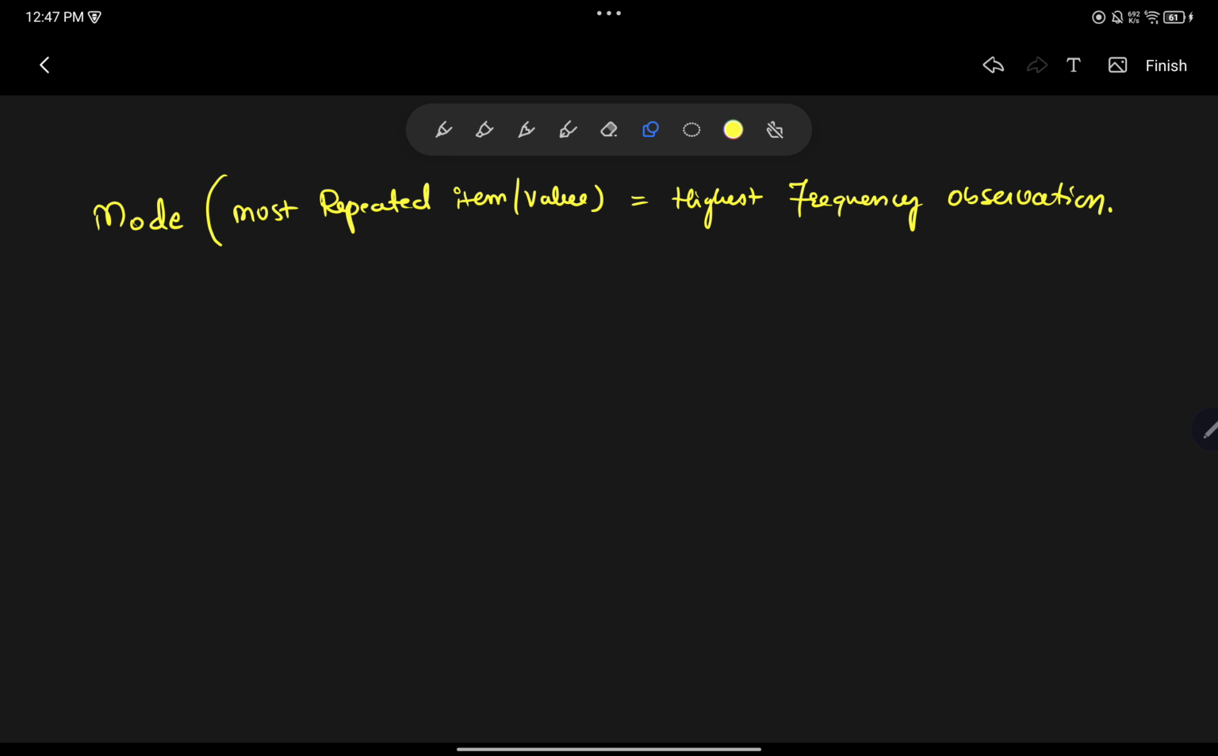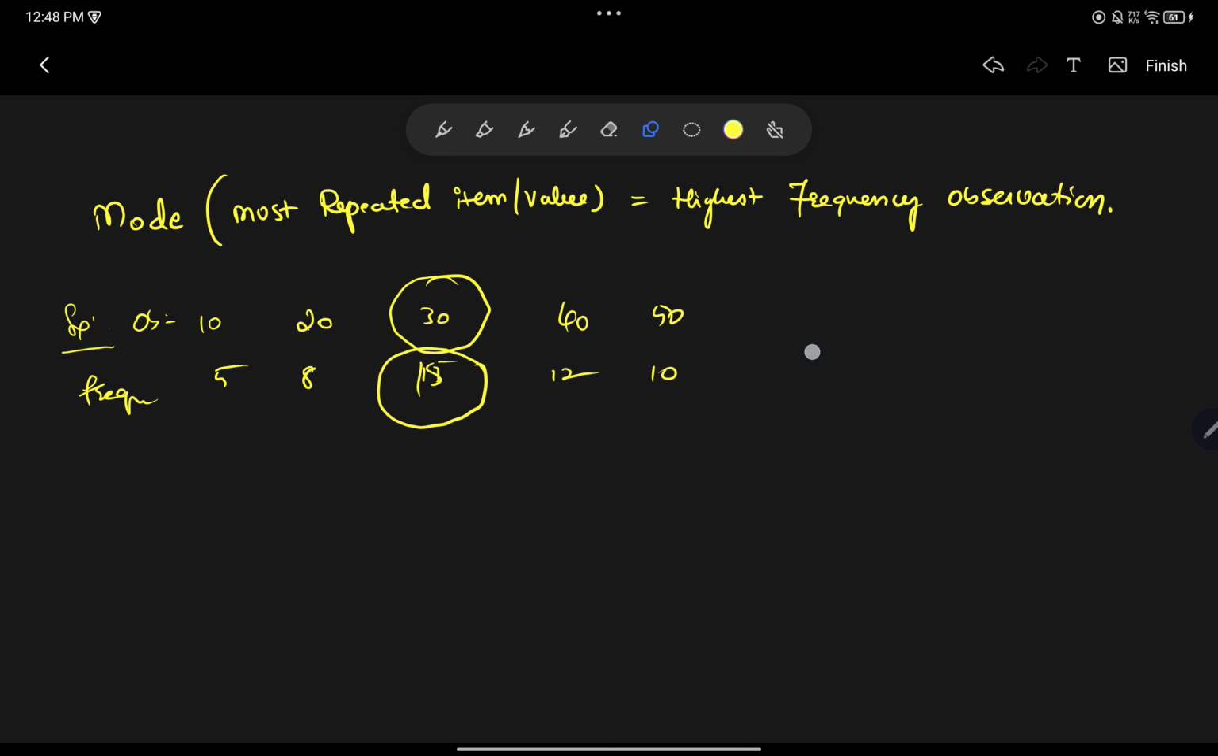As you know, when we were calculating mode for individual series or discrete series, we used to just pick up the highest frequency observation. For example, if they have given observations 10, 20, 30, 40, 50 and frequencies 5, 8, 15, 12, 10, we find that 15 is the highest frequency and the mode is 30.